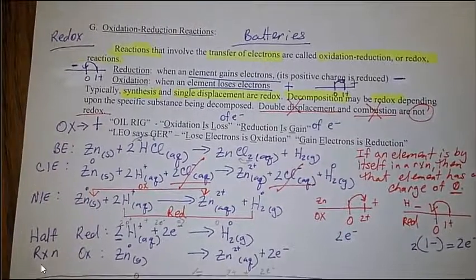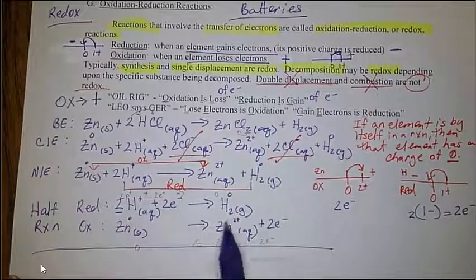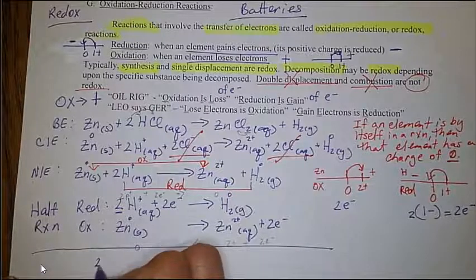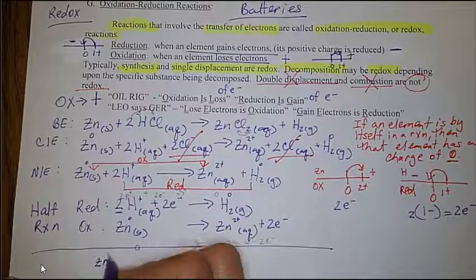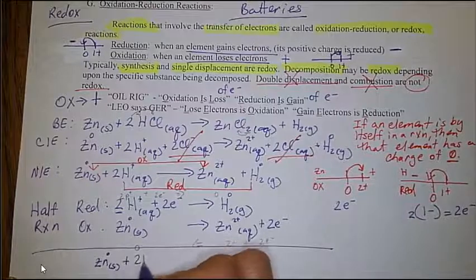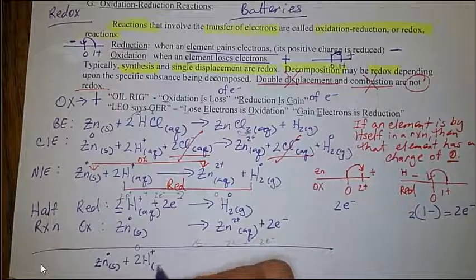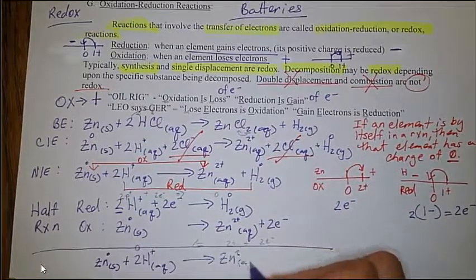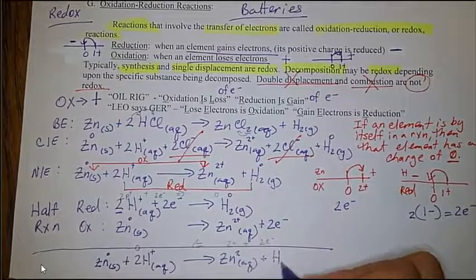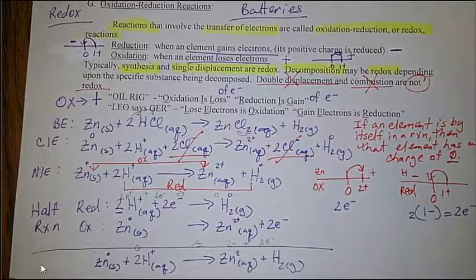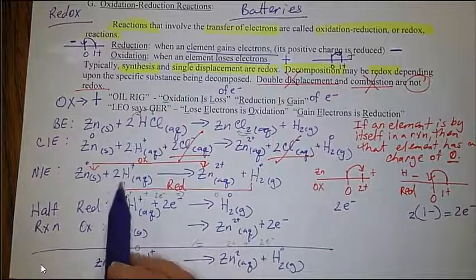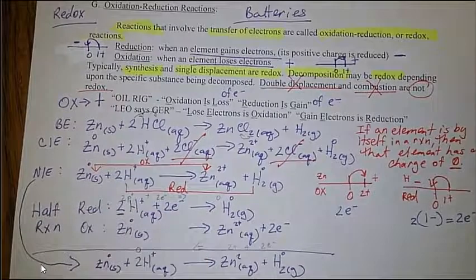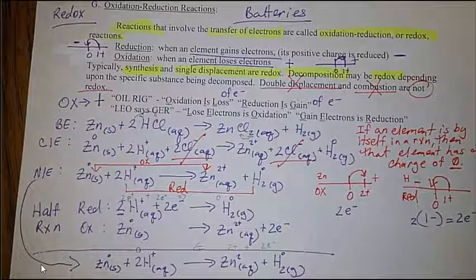The funny thing is that if you do this properly, then if you cancel out your electrons, in the end you're going to end up with your equation looking exactly like your net ionic equation. That's what I'm doing, just hypothetically, canceling everything out. And what do you know? This is the same thing as my net ionic equation. Exact same thing. Okay, so I did do this right.